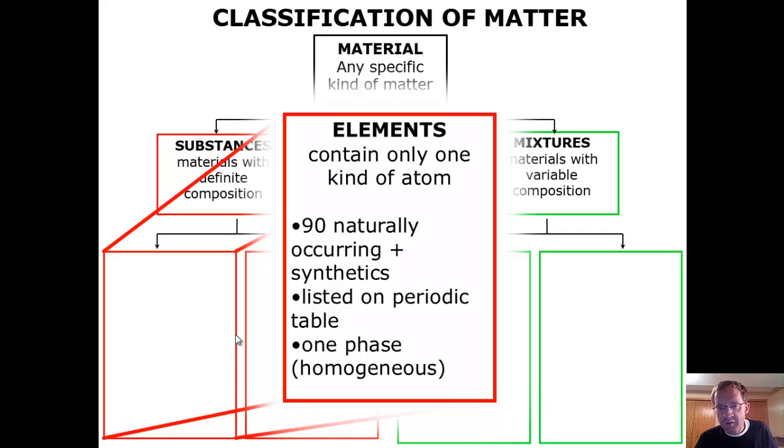And you see here the one word at the bottom that we haven't touched on yet, so that's homogeneous. It just means that elements have one phase only. So you won't see layers or zones or regions within an element. It looks like copper all the way through, for example. So elements are one kind of substance. They're the same everywhere. Copper is the same everywhere. Oxygen is the same everywhere on Earth, so it's a substance, and it has only one kind of atom in it.